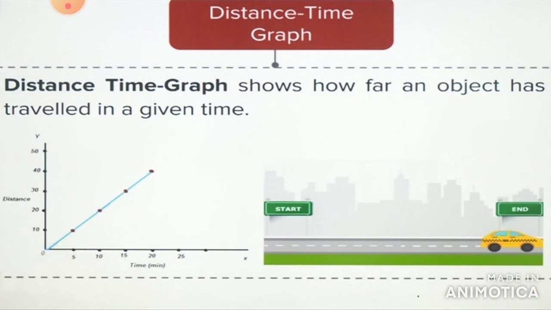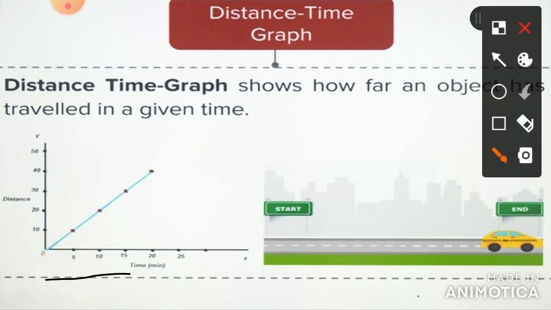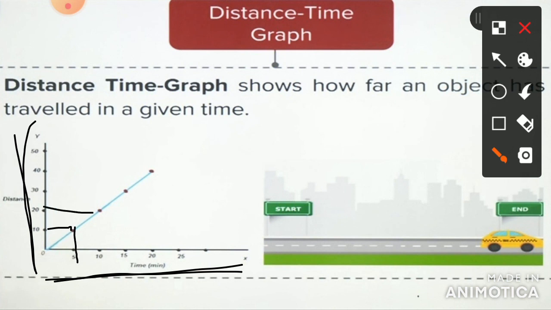So here this is the x-axis, this is the y-axis. On the x-axis they are given time in minutes, on the y-axis they are given distance in kilometers. I'll take kilometers. So here in 5 minutes it moved 10 kilometers. In 10 minutes it moved 20 kilometers. In 15 minutes it moved 13 kilometers. In 20 minutes it moved 40 kilometers.